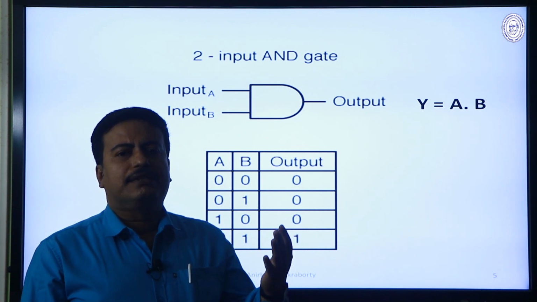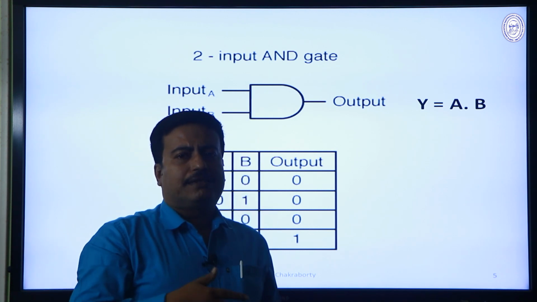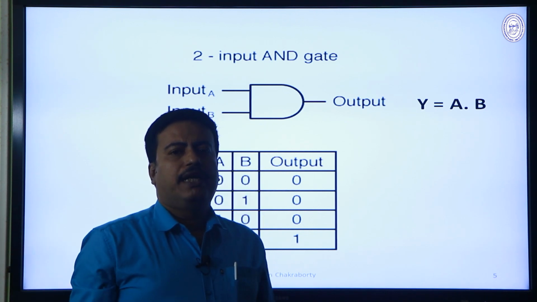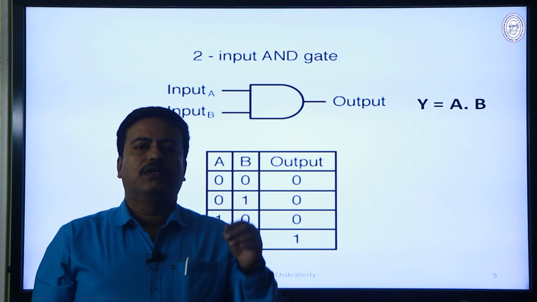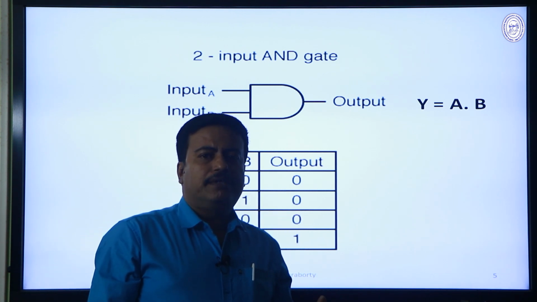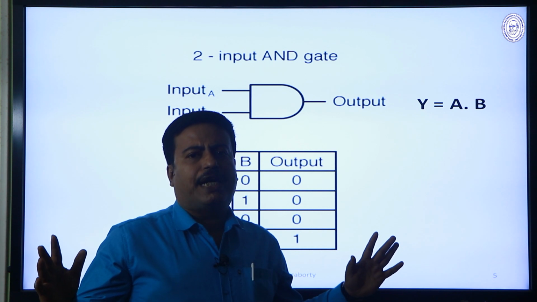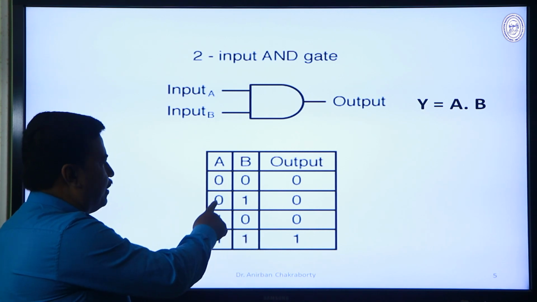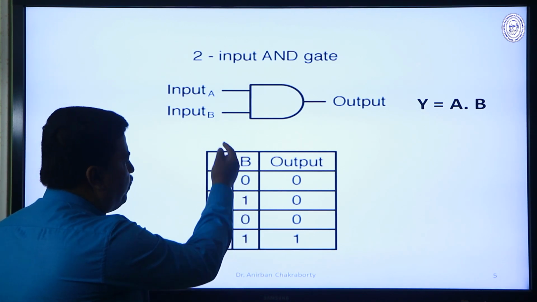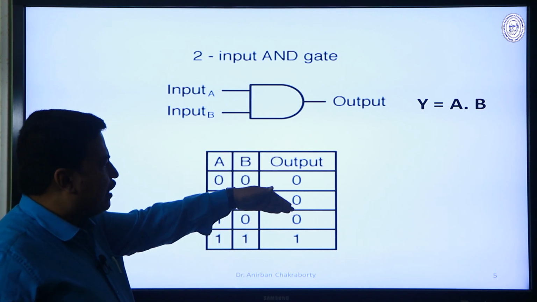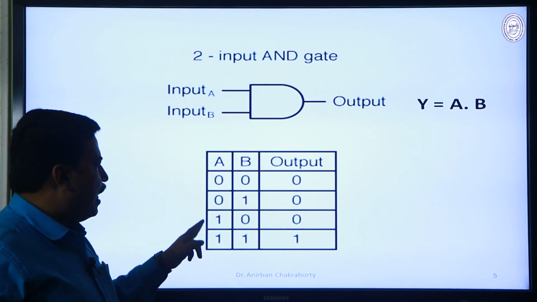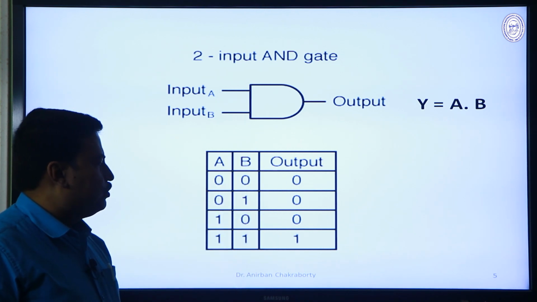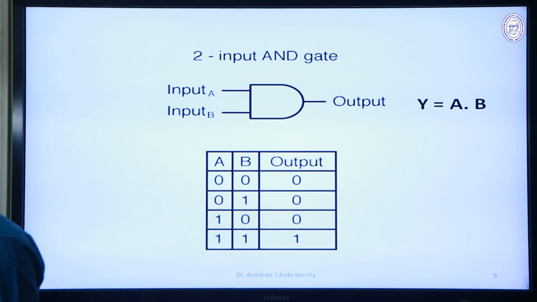So how? I will look for just one condition: when all the inputs are 1, then only at the output of the AND gate I will put 1. In any other case, when not all the inputs are at 1, meaning at least one is at 0, just like here A is at 0, here B is at 0, for these cases the output is at 0. And here all the inputs are 1, so the output is also at 1.